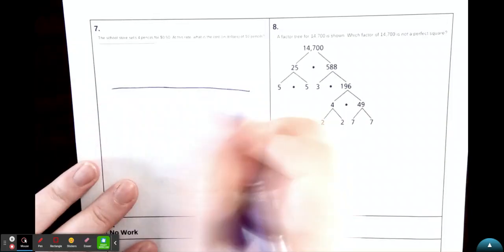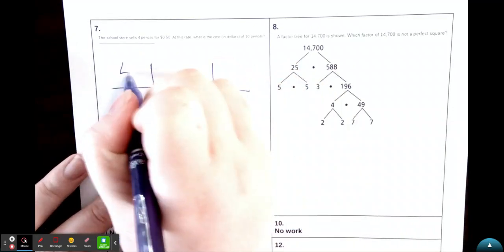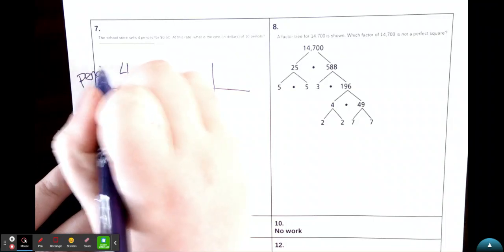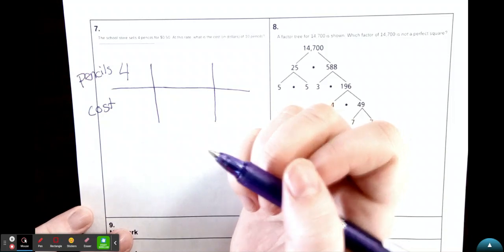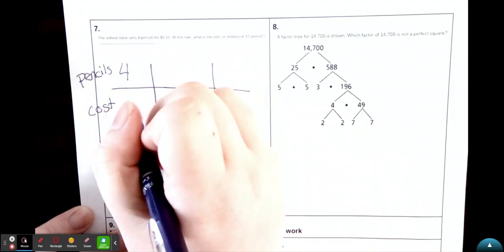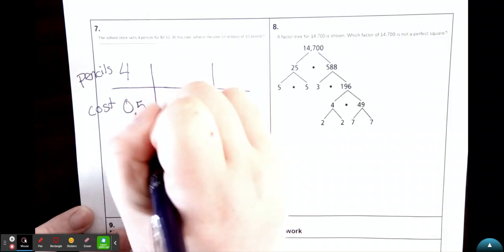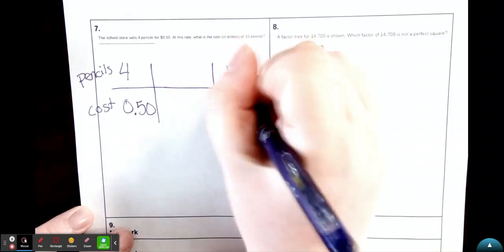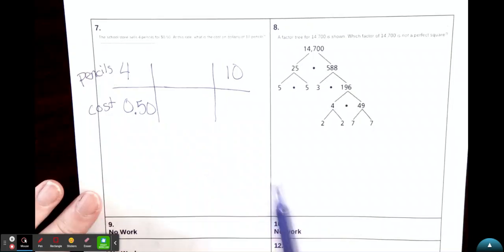So I would do this using a ratio table where I start with pencils. So we'll say pencils and cost. So Jackson, I want you paying attention, please. Okay. And what's the cost for 4 pencils? 50 cents. Okay. And I want to get 10 pencils. Unfortunately, we cannot just divide 50 by 4 and figure out the cost of 1 pencil because we're going to get some crazy decimal. So let's think of a number that 4 and 10 have in common.